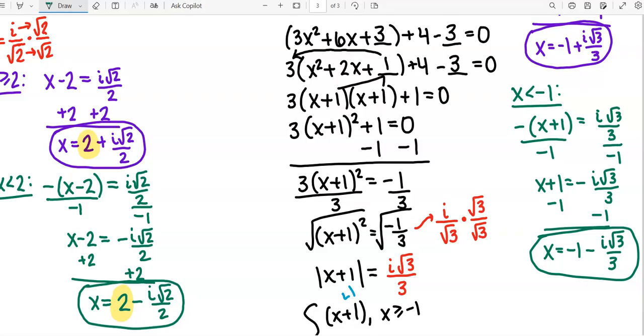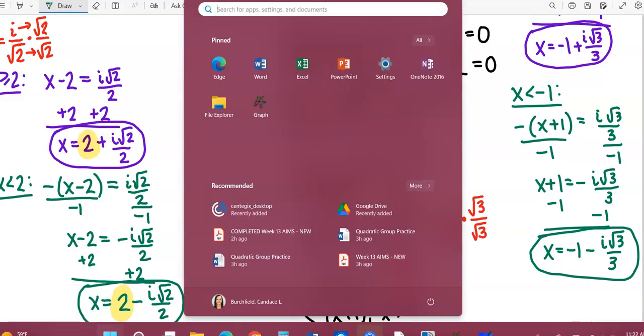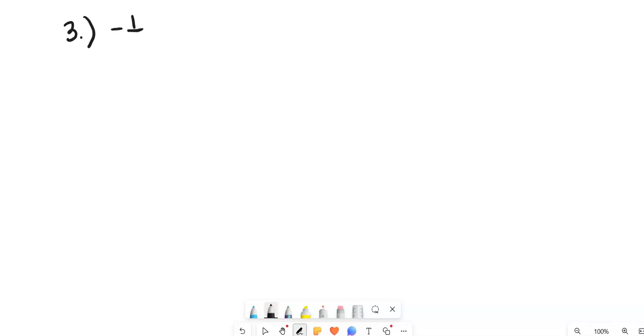When you're ready, we're going to do number 3 on the back because we don't have enough room for number 3. Number 3 is a lot nicer than these two are, though. I know it doesn't look it, but it is a lot nicer. -1/2 x squared equals 2x plus 3.